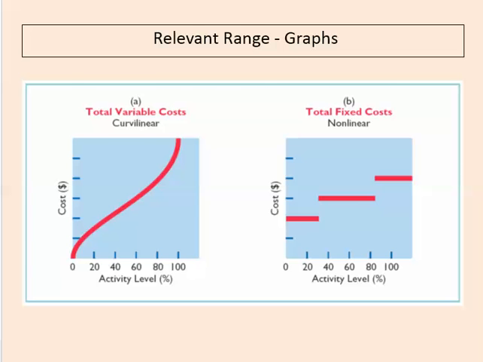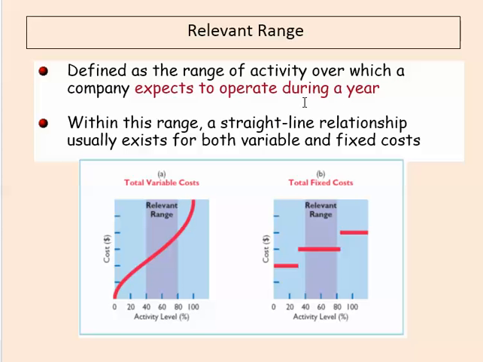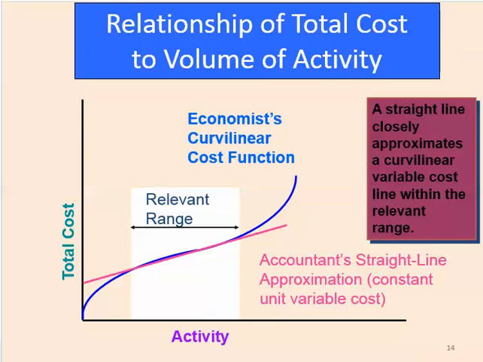So the relevant range is defined as the range of activity where a company expects to operate during the year. Most companies are going to operate between the 40th and 80th percentile. They're not going to operate on either side of the extremes there. And in that relevant range, a straight line typically does exist. That linear assumption is going to produce more useful data for CVP analysis, as long as the level of activity remains within that relevant range. So you can see here, within the relevant range, we do get a pretty straight line there.